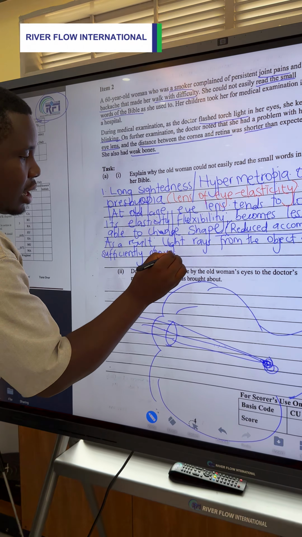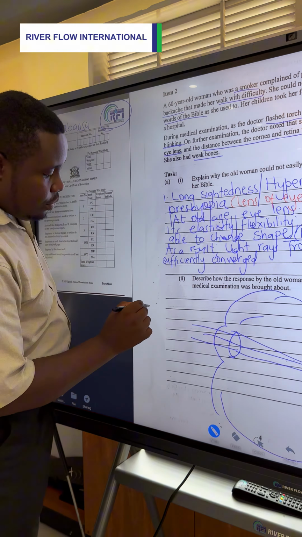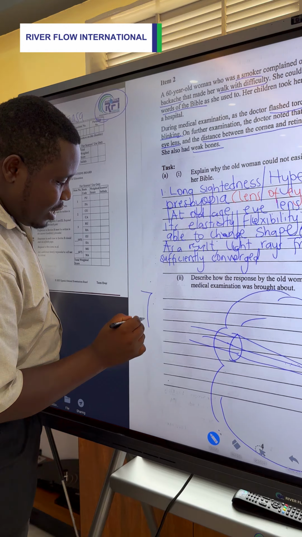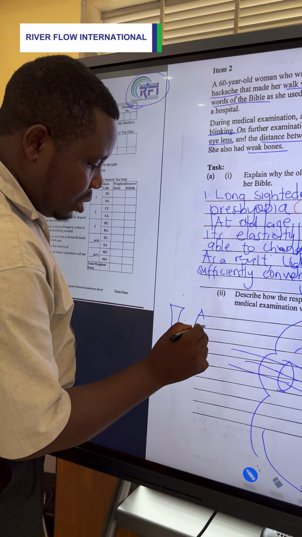converged. Now, those of you who remember the types of lenses, the concave, which was always drawn like this, and then the convex, which was like this.